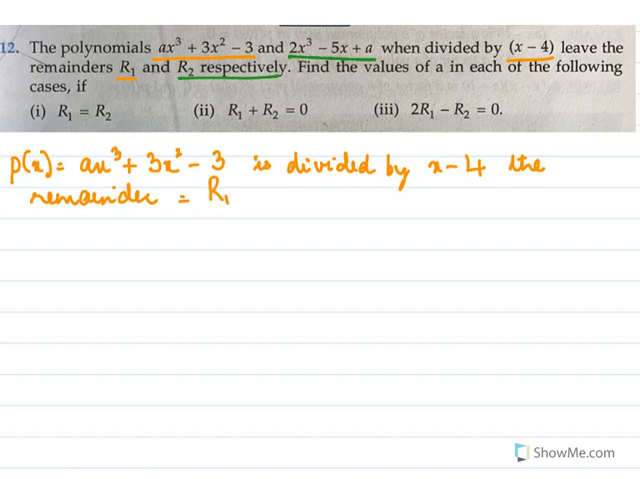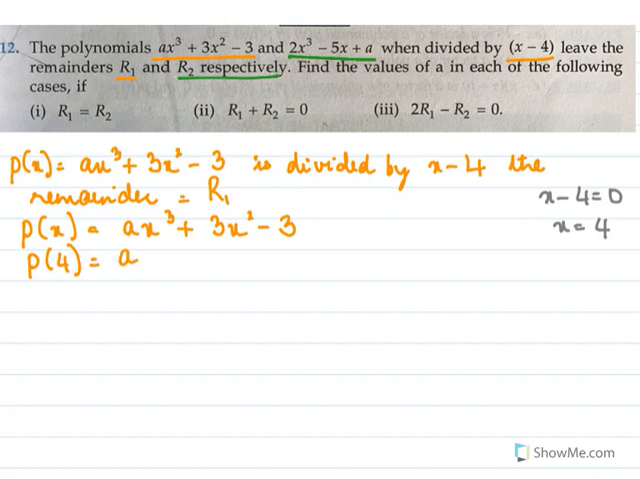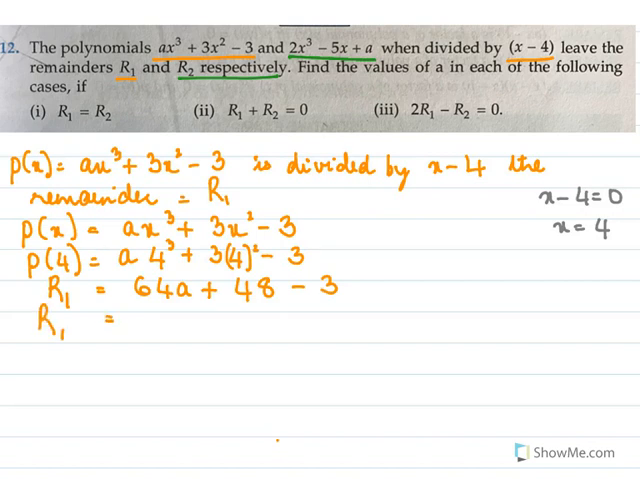So let's find the remainder. So we have first p of x, ax cube plus 3x square minus 3. It is divided by x minus 4, which means now we are going to take x minus 4 equal to 0, x equal to 4, and here we will find p of 4. Wherever there is x, we will put 4. So we have a into 4 cube, 4 square minus 3. Now p of 4 is a remainder, so I'm going to write it r1. So this is 64a plus 48, 16 into 3 is 48, minus 3. So the r1 now works out to be 64a plus 45. So keep this in mind. R1 is 64a plus 45.